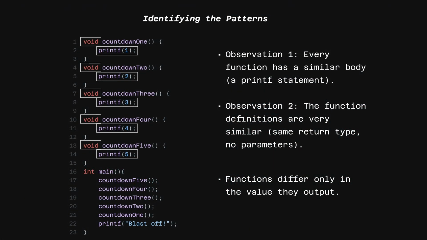Let's take another look at the observation we made about Taiju's code. There were a few key observations that we can make about this code. Each function performs the same operation, printing a number, with the number itself changing. The function definitions are also quite similar. They all share the same return type void, don't take any parameters, and the code logic inside each function is nearly identical. The only difference is the number being printed.